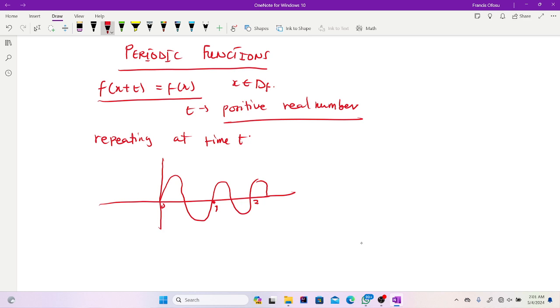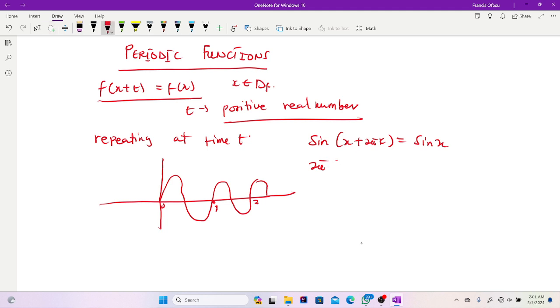Now let's see the trig functions. When you take sine of x plus 2 pi k, it will give us sine x. Sorry, let me do it this way. So it will give us sine x, meaning that the period for all sine functions is 2 pi. A sine function will go and come back when it's 2 pi.